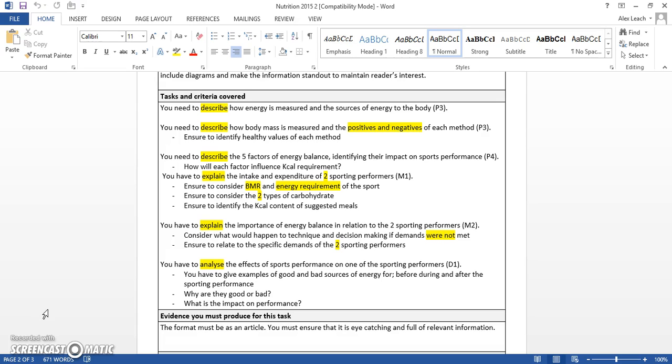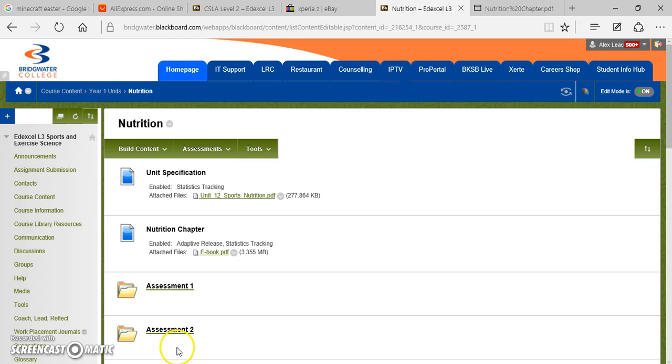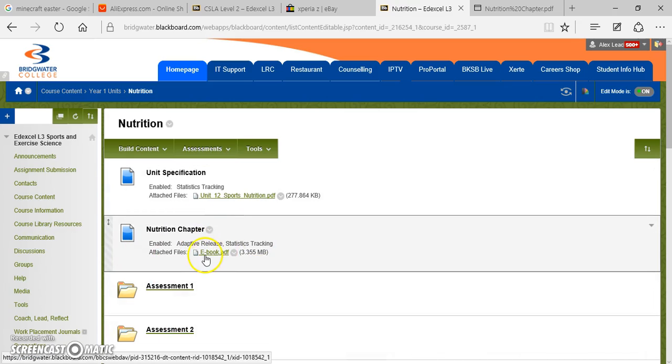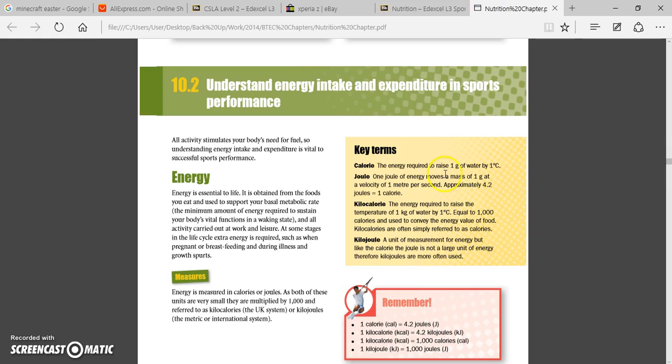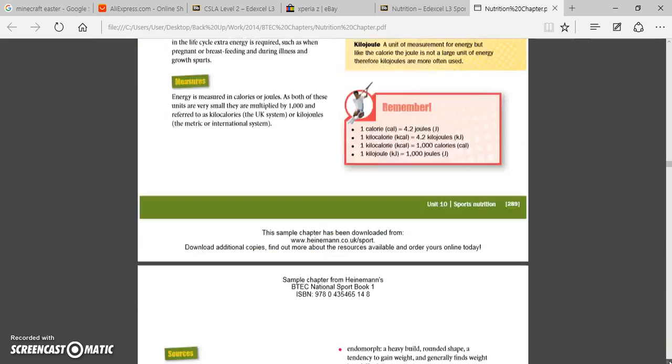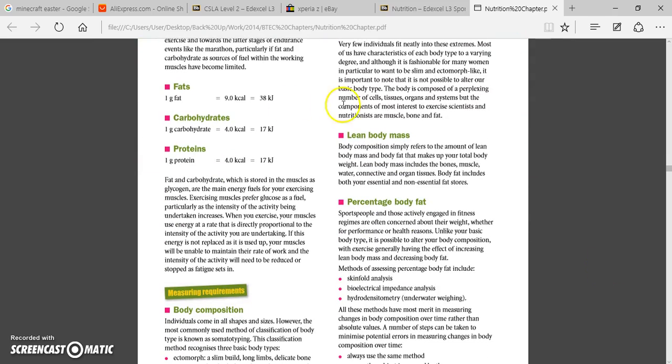Also, if you ever need to define anything, don't forget on Blackboard, right here is the nutrition chapter. So the nutrition chapter, any definitions you want. So start from 10.2 because this is purely on energy. And any definitions you want are in here. Gives you the amounts, everything you went through and what's in your book. This should be your first port of call, okay? So there's your sources there.